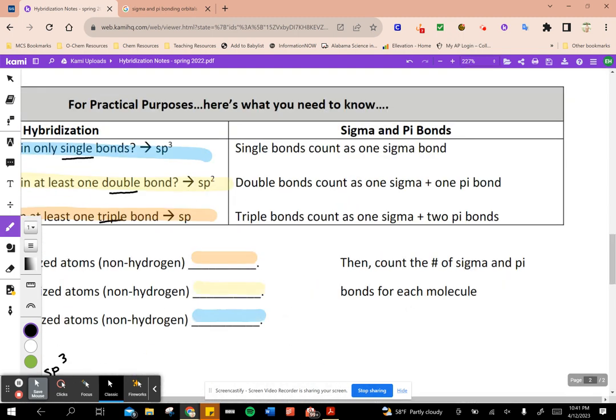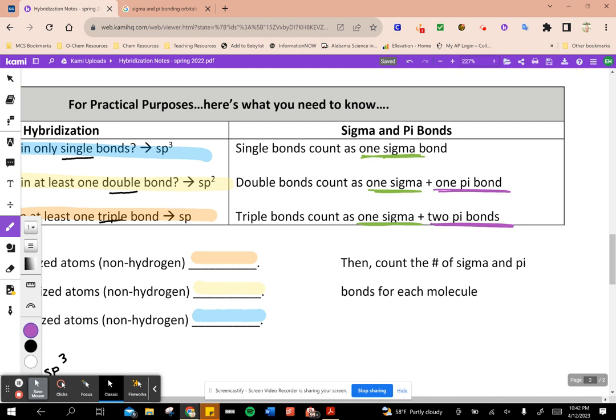But for the practical here, sigma bonds essentially are going to be a part of every type of bond. So single bonds count as 1 sigma bond. Double bonds count as a sigma and a pi bond. And then triple bonds count as 1 sigma and 2 pi bonds. So when it says count the number of sigma and pi bonds for each molecule, what I recommend doing first is going through and marking all of your sigma bonds.